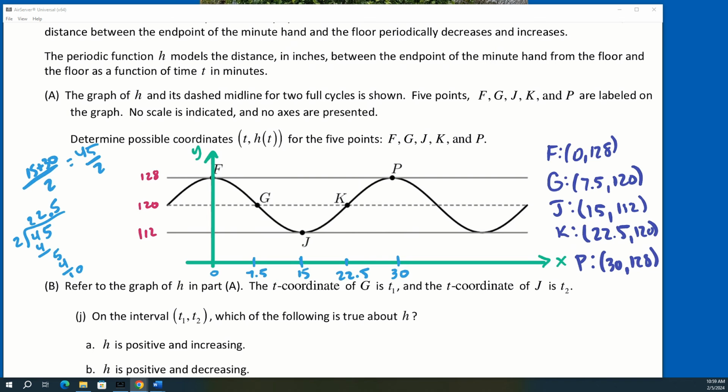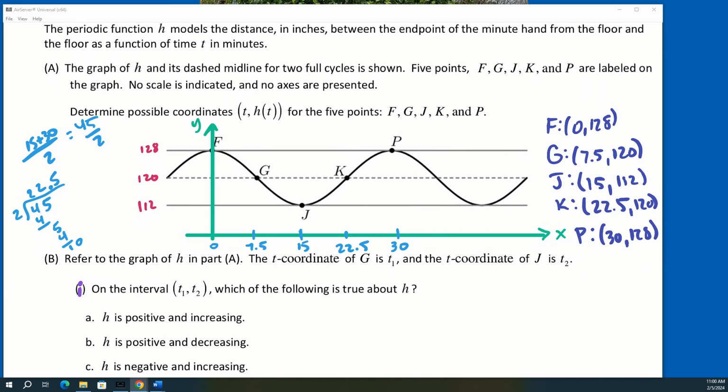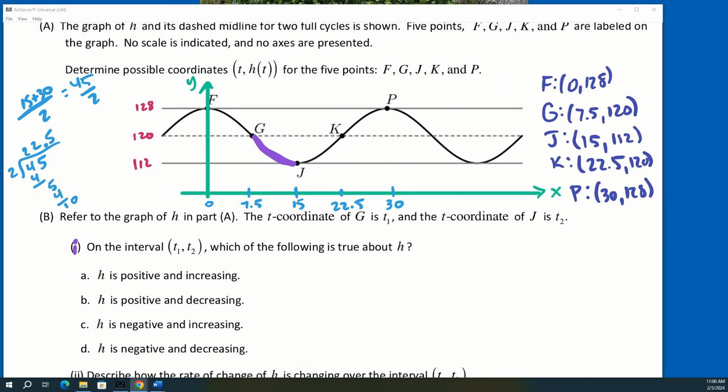All right, so the next two questions are ones that we've actually done before today. And I'm pretty sure this is supposed to be I, not a J. It's okay. B says to refer to this graph of H from part A that we just talked about. The T coordinate of G is going to be T1, and then J is going to be T2. So on the interval from T1 to T2, we're talking about from G to J. I'm not really sure why they worded it that way. It's not my favorite, but that's okay. We're talking about this little interval between G and J. Which one of those choices describes the graph during that interval?